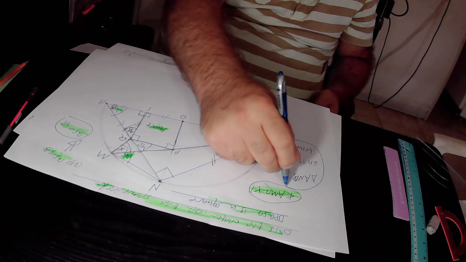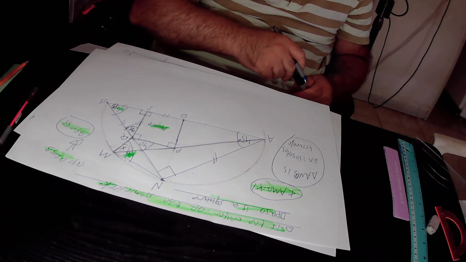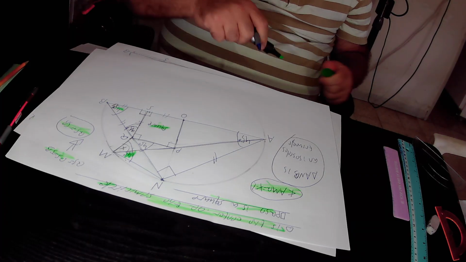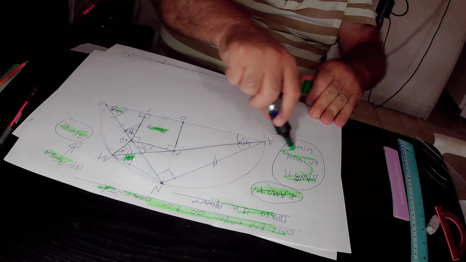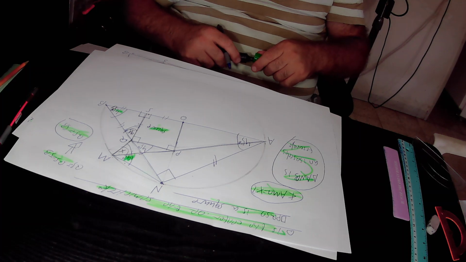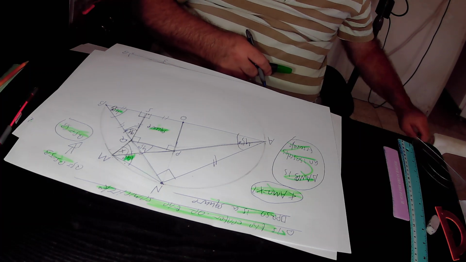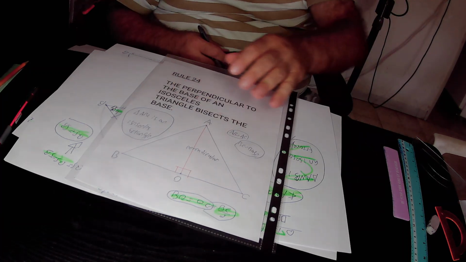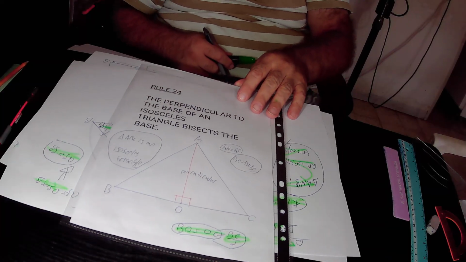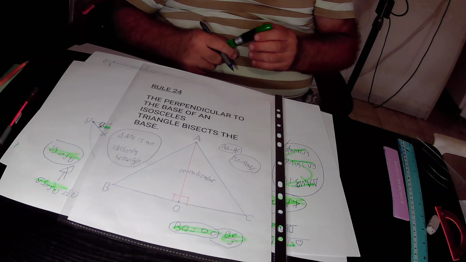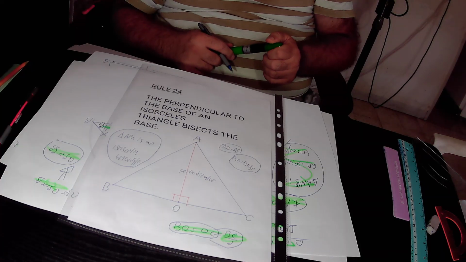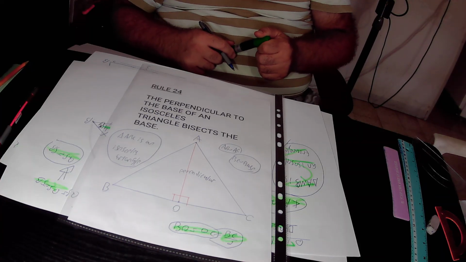So here we can implement rule 24 in our drawing. Please click on rule 24. According to rule 24, the perpendicular to the base of an isosceles triangle bisects the base.